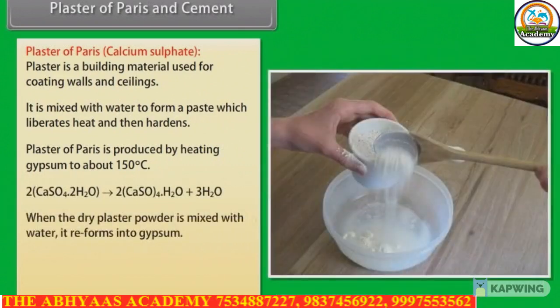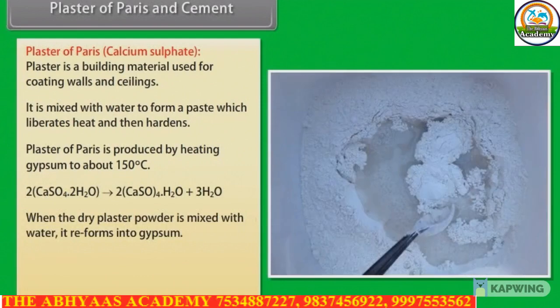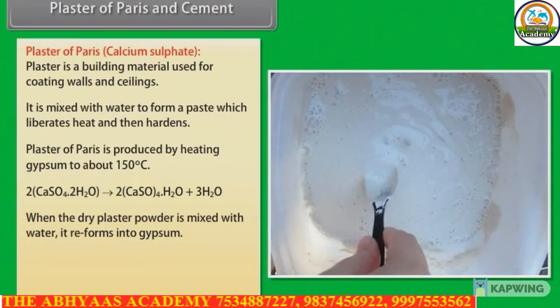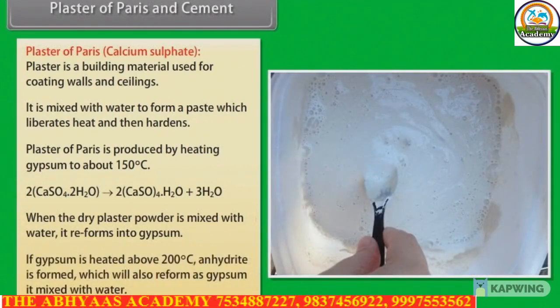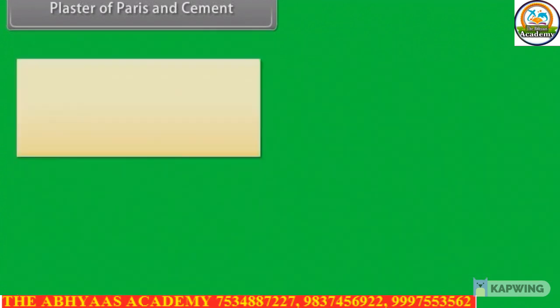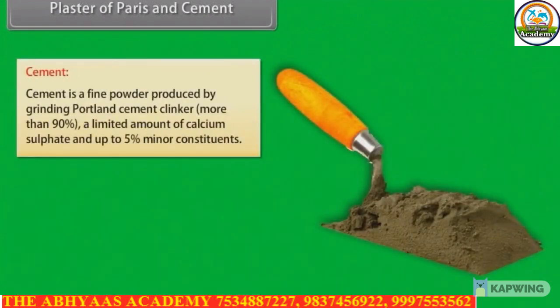When the dry plaster powder is mixed with water, it reforms into gypsum. If gypsum is heated above 200 degrees Celsius, anhydrite is formed, which will also reform as gypsum if mixed with water. Cement. Cement is a fine powder produced by grinding Portland cement clinker, more than 90%, a limited amount of calcium sulfate, and up to 5% minor constituents.